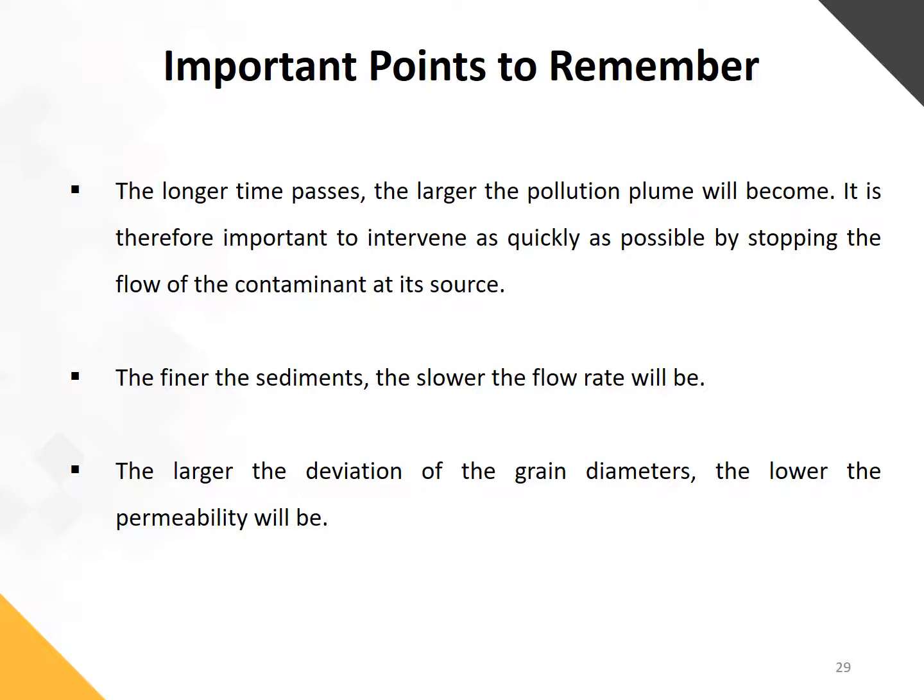Then, the finer the sediment, the slower the flow velocity. So if the contamination occurs in a medium such as a gravel soil, compared to a sandy soil, the contamination will be faster in the gravel soil. The larger the standard deviation of the grain diameters, the lower the permeability will be. So a heterogeneous soil will be much more impermeable than a homogeneous soil.